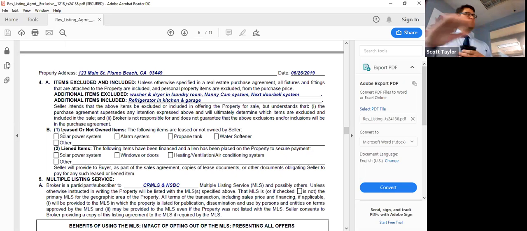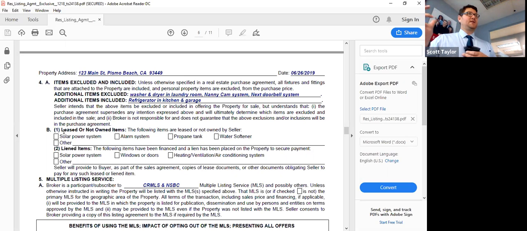So these are the items that are excluded. So you want to know that. You put it in the MLS that the beautiful doorbell at the front is going to be removed and replaced with something else. Sellers generally don't want to pull that until they're done. They want to know who's coming and going. They want a picture of what's happening.